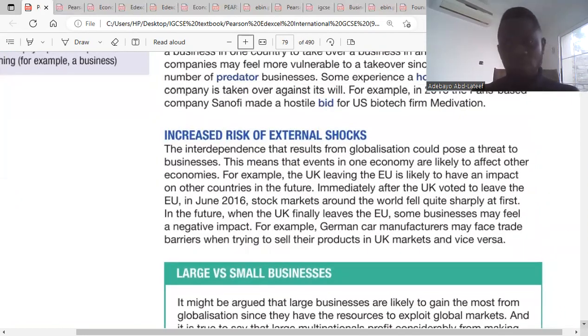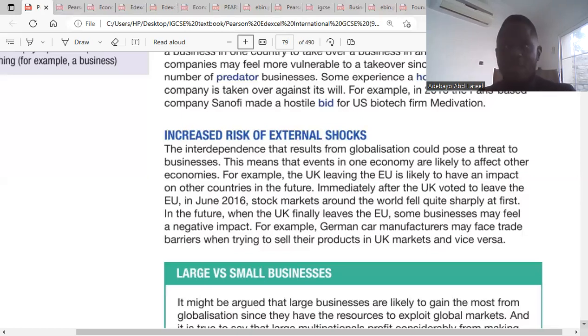And the third one, which is the last one, increased risk of external shocks. When we talk about external shocks, we're talking about situations in one economy that would affect our own economy. The interdependence caused by globalization may pose a threat to businesses, as events in one country may affect other countries. With globalization, your country might focus on what it knows how to produce, relying on other countries for what it cannot produce. But when you rely on other countries, whatever situation that country is in would affect you, because you might not be able to have access to that country.